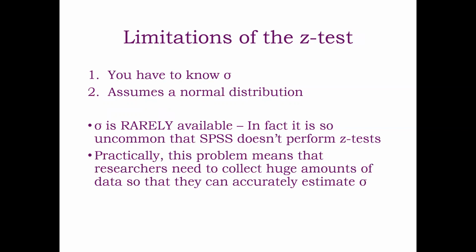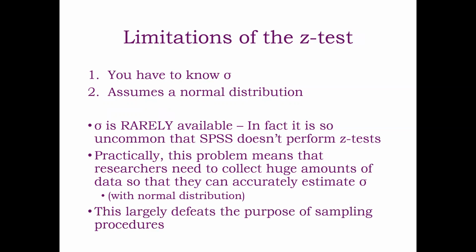This means that we would have to collect tons and tons of data to be able to accurately estimate sigma, the population standard deviation, right? With a normal distribution, which is not always the case, right? And because we're taking samples, this kind of defeats the purpose, right? So we have a new strategy to talk about.